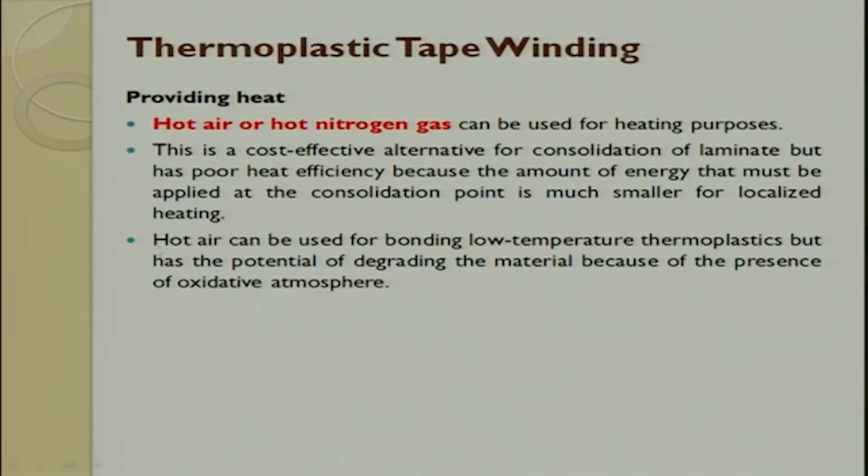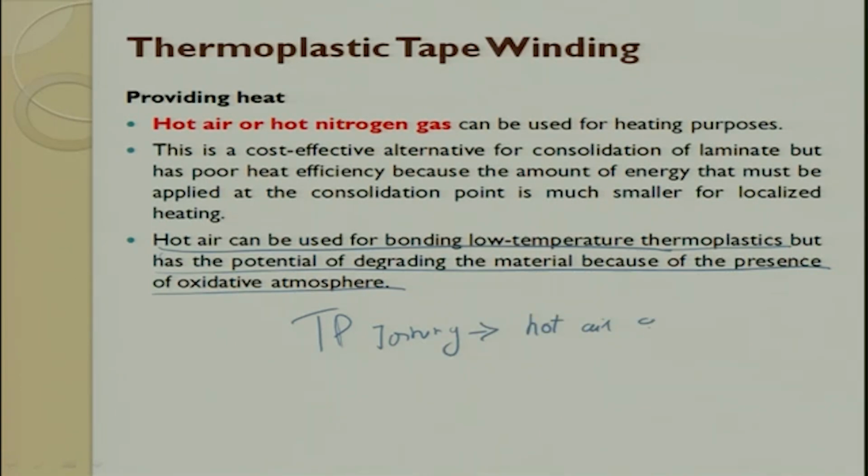So hot gun or hot nitrogen gas can also be used for bonding. That is what I have said. Hot air can be used for bonding low temperature thermoplastics, but has a potential of degrading the material because of the presence of the oxidative atmosphere. So keep this in mind. Hot air and hot nitrogen gas can also be used, but the only problem is they will try to degrade your thermoplastic. As far as thermoplastic joining techniques go, they always talk about the hot air gun.